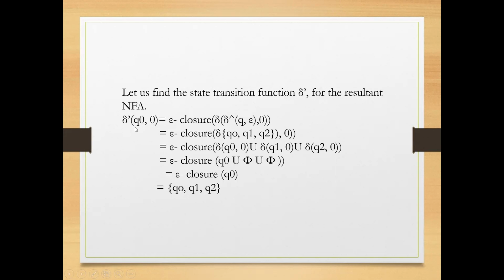And then again, you have to repeat the same thing. That is, you compute the delta dash on Q1 for inputs 0, 1 and 2, and compute delta dash on state Q2 for inputs 0, 1 and 2. You should use the same formula here. And once it is done, we will draw the state transition graph, where you will see that it contains no epsilon transitions. That way you can remove the epsilon moves from the NFA.